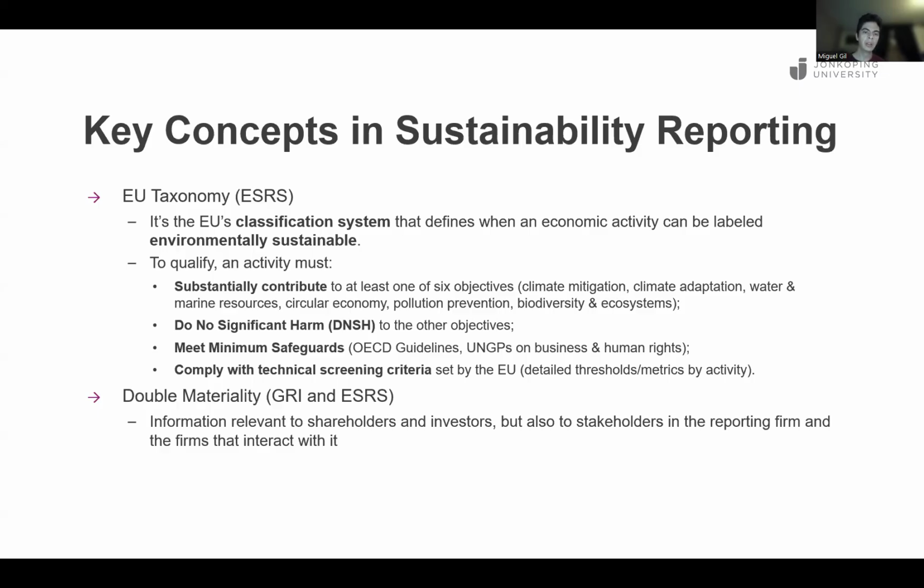And they have six objectives you can see in here: climate mitigation, climate adaptation, water and marine resources, circular economy, pollution prevention, and biodiversity and ecosystems. So you have to contribute positively to at least one.